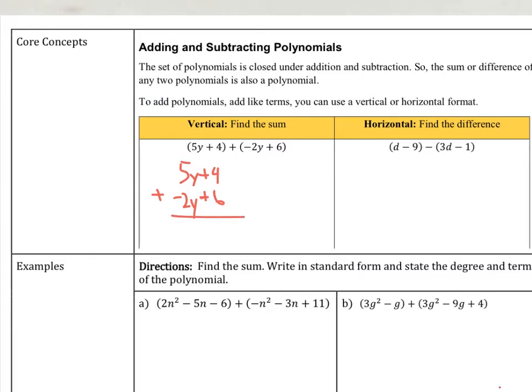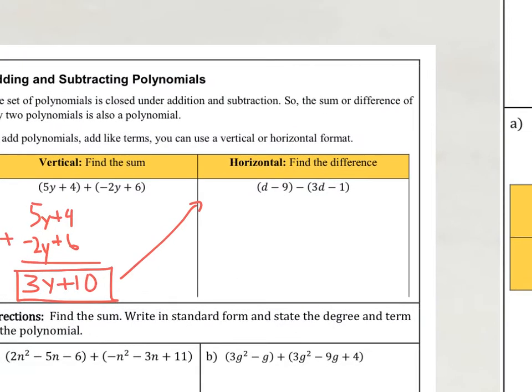If we stack them like this, it just reminds us that we can add the variable terms. They have to be like terms, same variable, same exponent. 5 plus a negative 2 is 3y, and then we have a positive 4 and a positive 6, and we're adding these. That's a positive 10. So that's kind of a nice way. You want to move away from that as soon as possible. This is going to be your preferred method for the long haul, the long term, that is. So this is preferred.